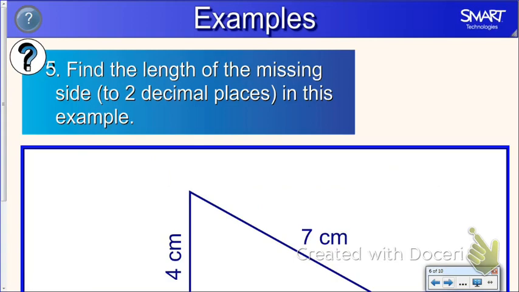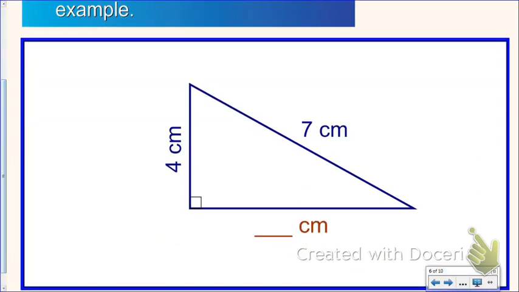Okay, here's one where we're looking for a leg. So you can see this time the 7 is the hypotenuse. So this time the 7 is going to be the C. And it doesn't matter whether you call the 4 A or B. I'm going to be consistent with what I've been doing and call that the 4 centimeter side A. And I'm looking for B.